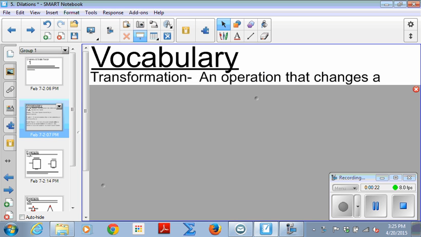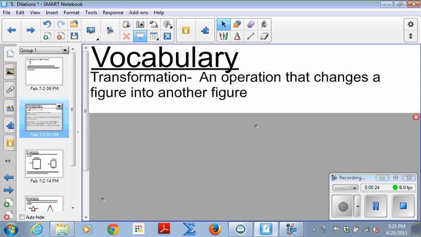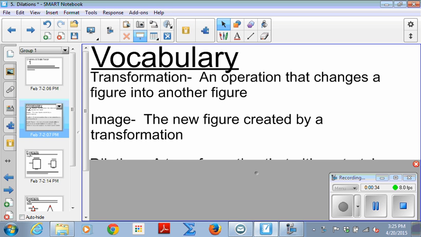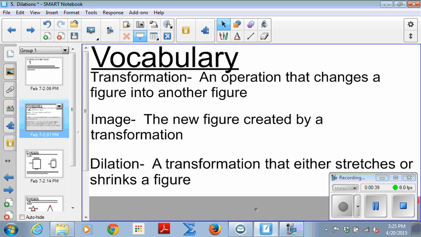So vocab, we have transformations. This is an operation that changes a figure into another figure. It transforms that shape. An image is the new figure created by a transformation. And a dilation is a type of transformation that either stretches or shrinks a figure.